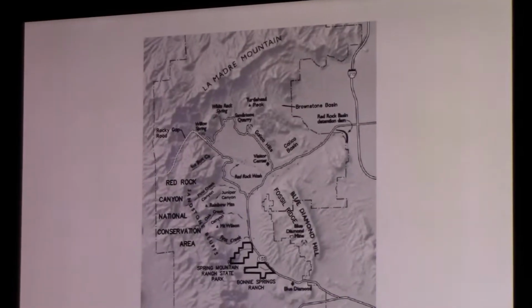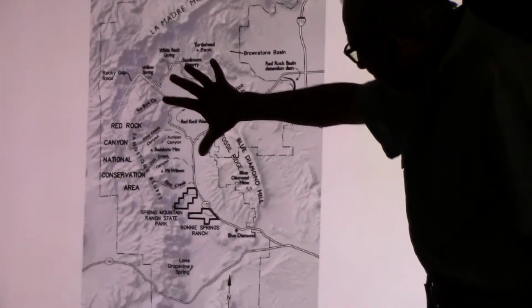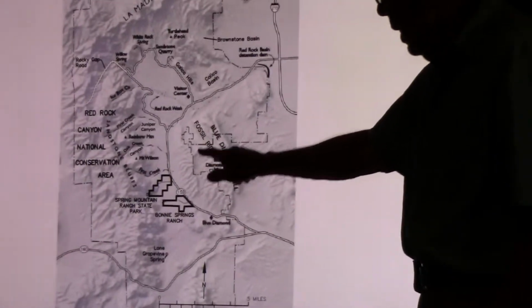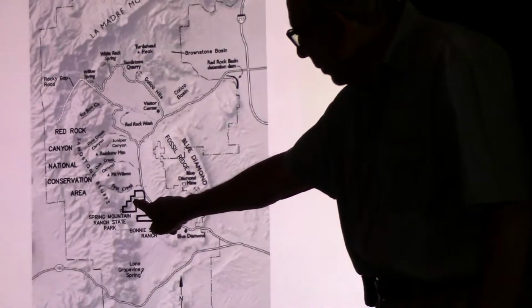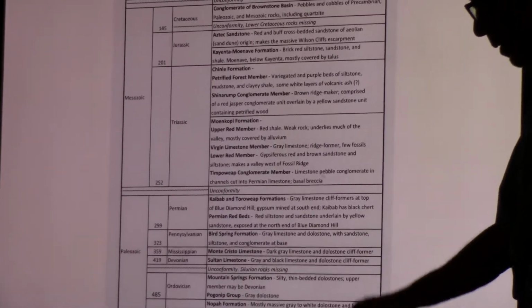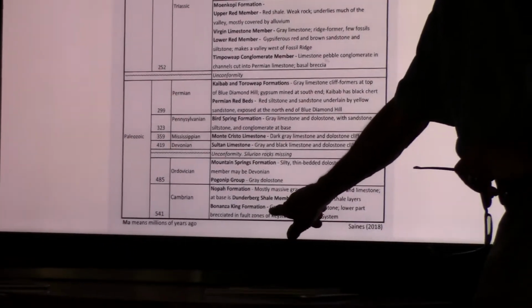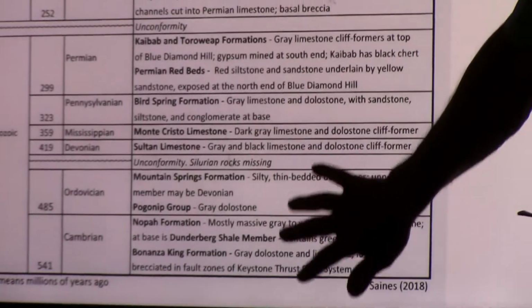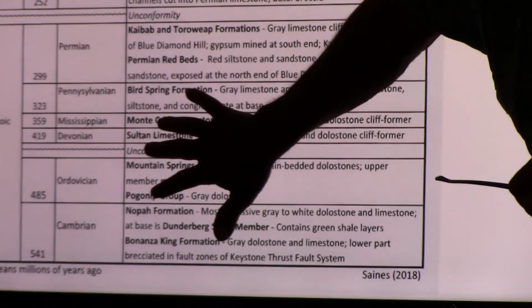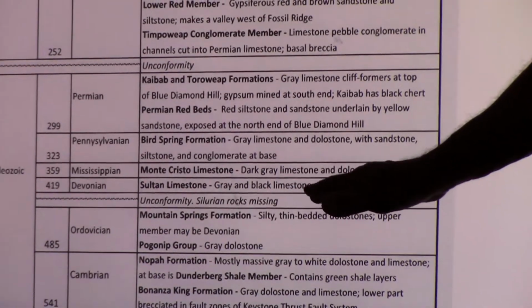So this is a map, so this is all Red Rock Canyon, geologically and geographically, as you know. And here's Spring Mountain Ranch, and this is Bonnie Springs, which is now called the Reserve at Red Rock Canyon. Okay, so this is in the book, and so we're going to be talking about the Cambrian, the Bonanza King Formation, then the rest of the Paleozoic rocks, which are mostly carbonates, limestones, and dolomites.